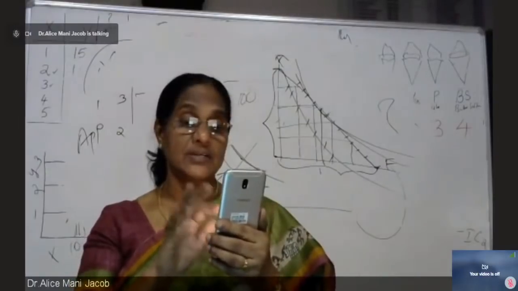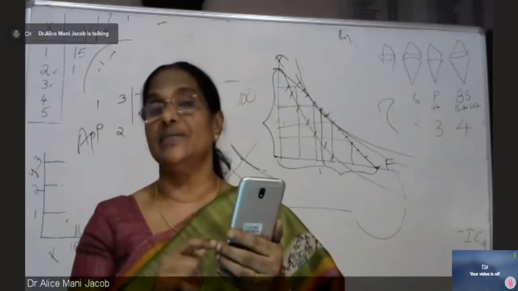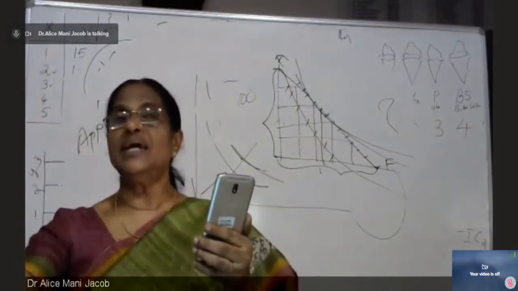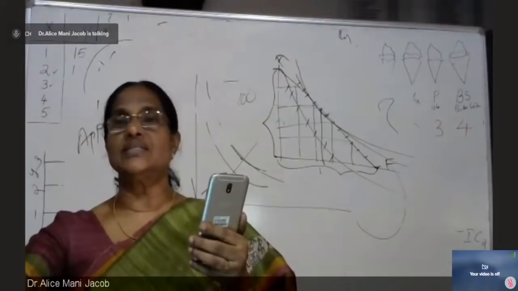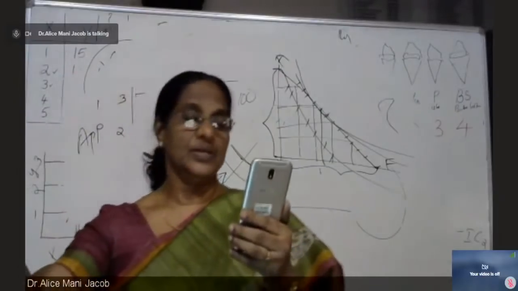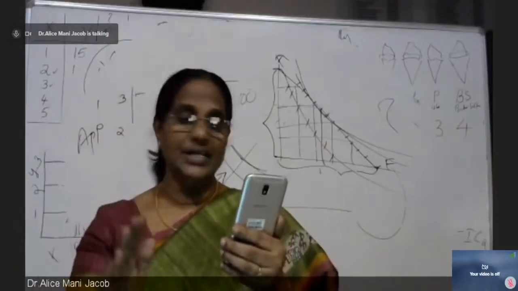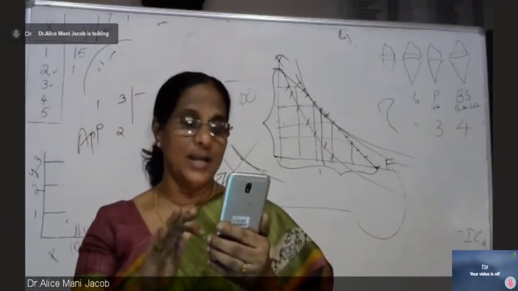Will the indifference curve touch the x-axis and y-axis also? I have explained. If it touches the x-axis or y-axis, that means one of the commodities is 0, either x or y. But we need combinations. Our consumer is having a combination of x and y.